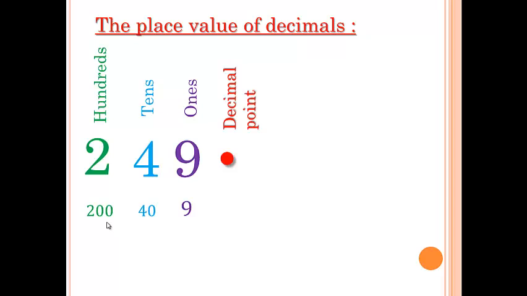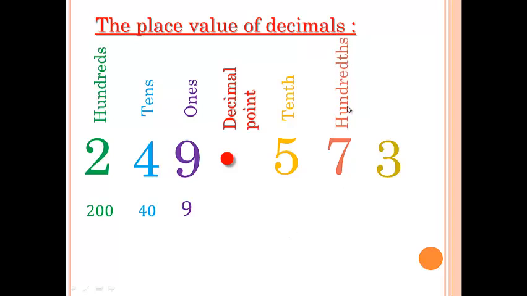After the decimal point, we have tenth, hundredth, thousandth, and so on. 5 in tenth, and its value is written with a point. Don't forget the point when you write the value. 0.5. Here the whole is 0, converted into 0. So 0.5. 7 in hundredth, 3 in thousandth.